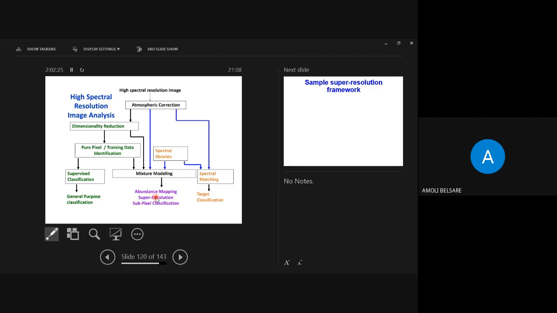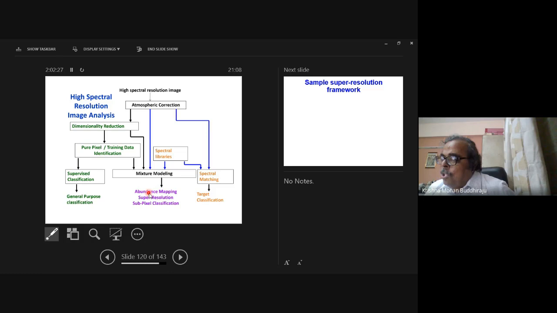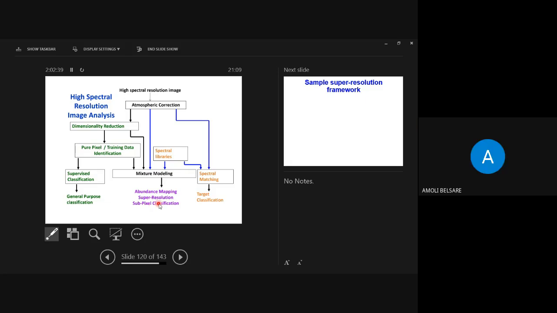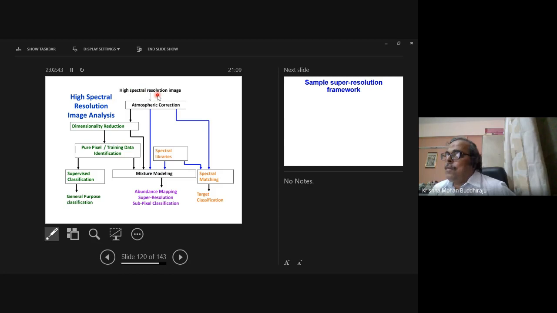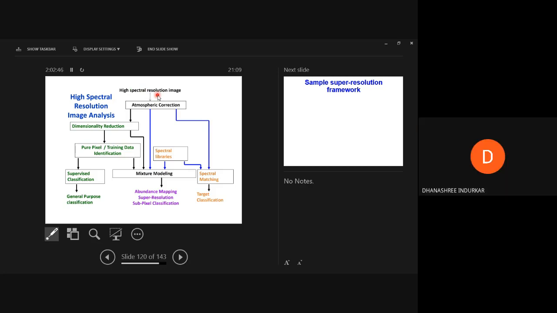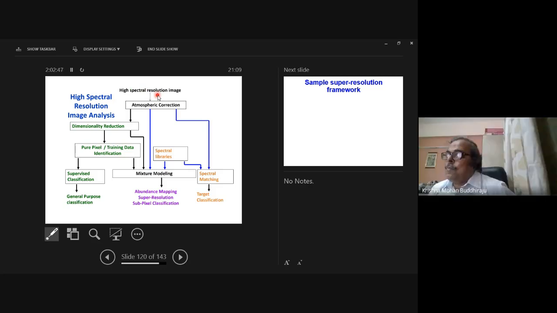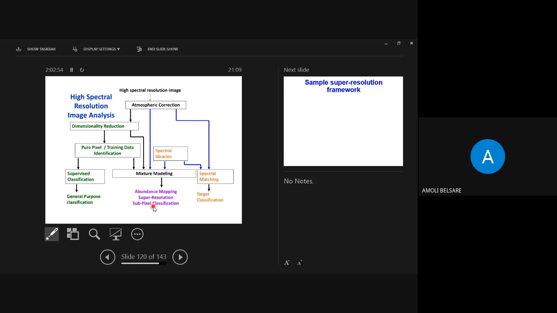So if you find the relative proportion inside a pixel, the next step is where are these subclasses within the pixel? That is called subpixel classification. Suppose a pixel contains 30% water, 70% vegetation. So where is this 30% of water in the pixel? Where is the 70% vegetation? So that is the subpixel level classification.